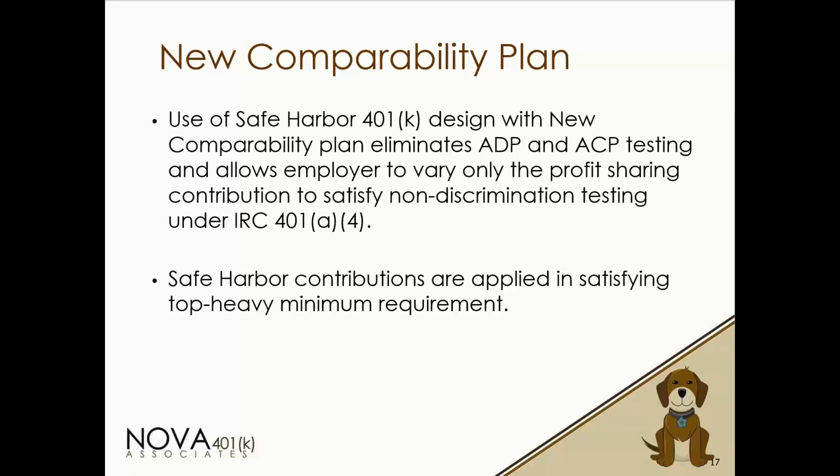And then as I mentioned, there's an additional gateway for the new comparability that you may or may not have to satisfy, and that could be up to 5%. The safe harbor counts for a portion of that, and then you add in the profit sharing, and that satisfies the gateway.